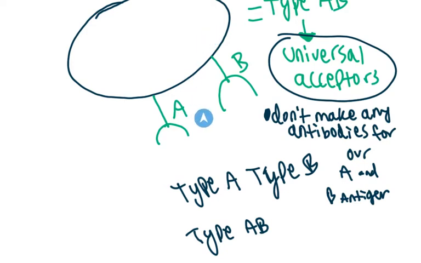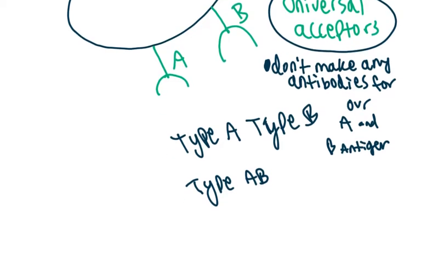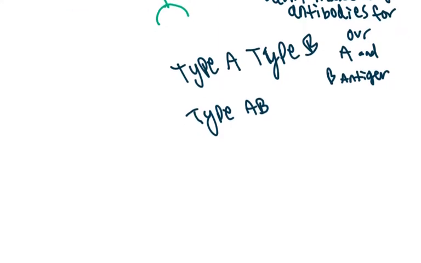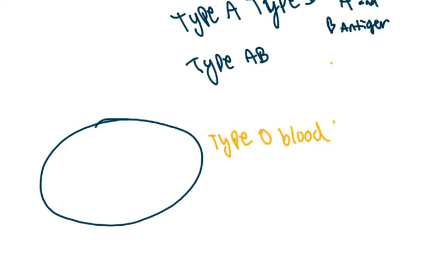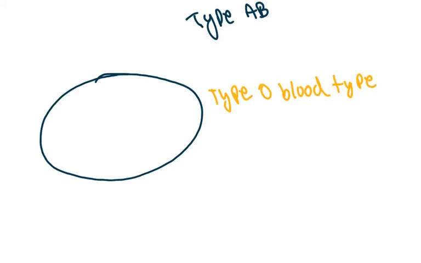Whatever antigen you don't have, right? If you're a type A person, you don't have a B antigen, so you would make B antibodies and you would not make A antibodies because you have that particular antigen. All right, so let's look at our last blood type for this video, which is type O. Our type O blood type is actually not going to have any antigens. It's not going to have a B or an A antigen. It's going to be empty, with no B or A antigen.